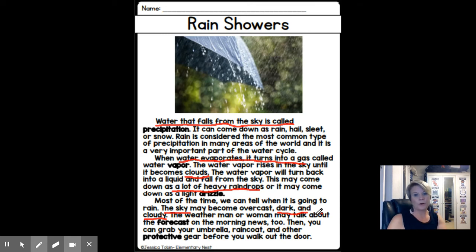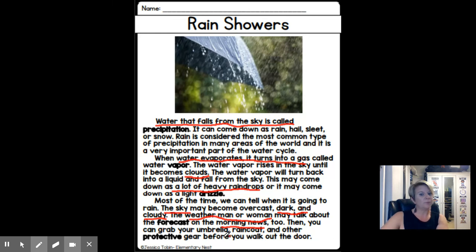The weatherman or woman may talk about the forecast on the morning news show. Okay, forecast is my word that I need to solve and figure out what it means. So I'm going to reread that sentence. It says the weatherman or woman. Oh, where have I seen the weatherman or woman? I think I've seen them on TV before. So I'm going to underline that. And may talk about the forecast on the morning news. Well, the morning news is on TV. So I think forecast must be what the weatherman and woman are talking about when they're on the morning news and they're telling me what the weather is going to be.